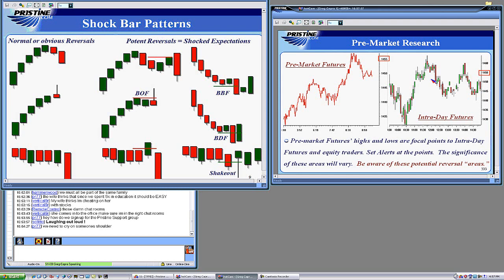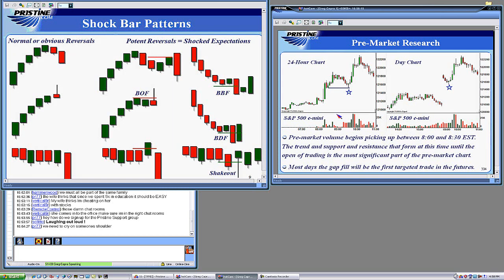If you don't have futures, just watch the spiders and the cues, and look at the gap fill and support and resistance, and how that's going to affect the market. And if you're looking at futures and how they're trading prior to the open, those support areas come into play. So here, this pullback on what's called a 24-hour chart, you see this bottoming tail bar.